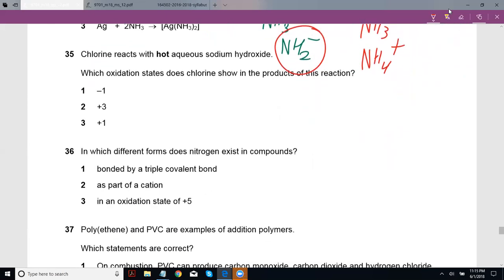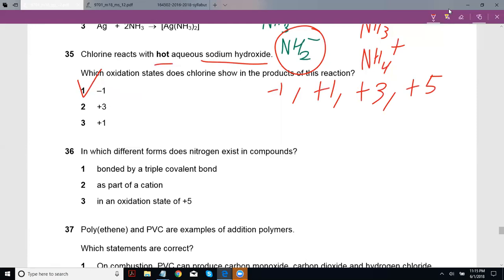Chlorine reacts with hot aqueous sodium hydroxide. Which oxidation states does chlorine show in the products of this reaction? Well, -1 is always there, that's for sure. Now, what were the states that chlorine used to show? It used to show -1, and if it was oxidized, it used to show +1, +3, and +5, I believe, right? If I remember correctly.